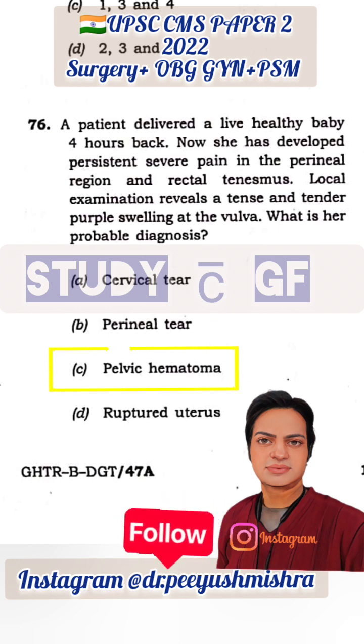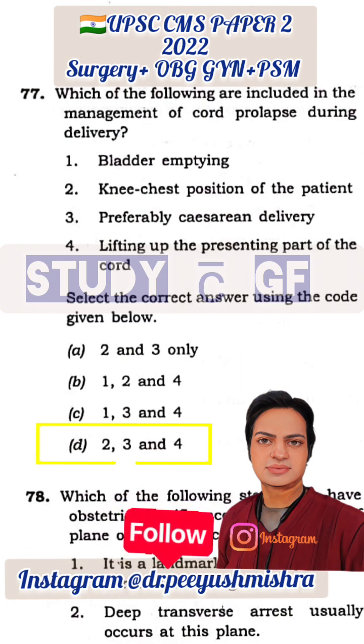A patient delivered a live healthy baby 4 hours back. Now she has developed persistent severe pain in the perineal region and rectal tenesmus. Local examination reveals a tense and tender purple swelling at the vulva. What is her probable diagnosis? Pelvic hematoma.